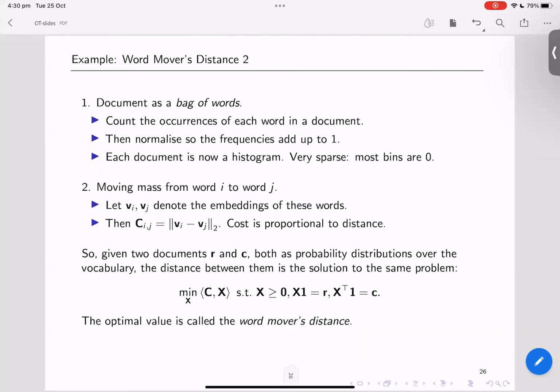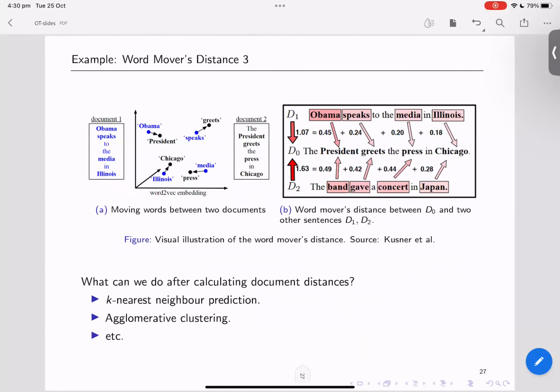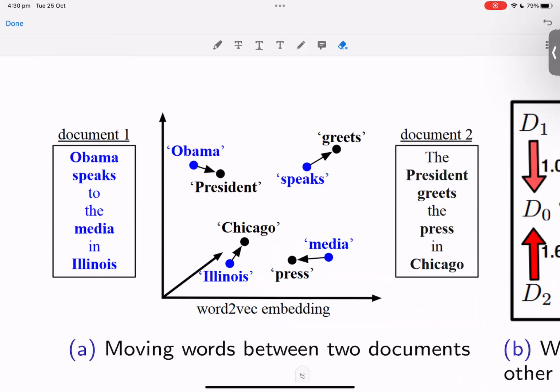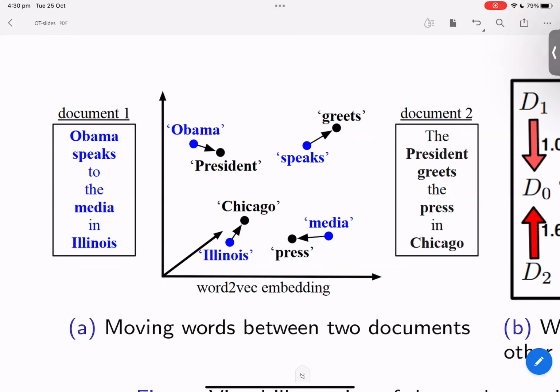All right, so we solve the same problem as before. We minimize the inner product between C and X, where C we just defined before, subject to the three constraints that we formulated before, okay? Cool. So here's an example of how it works. I'll give you a high-level idea. In the first figure, which I took from an ICML 2015 paper on the word mover's distance, we have two documents. The first document is "Obama speaks to the media in Illinois." And the second document is "The president greets the press in Chicago," right? When you do bag of words, typically you would need to remove the stop words, which are the non-bold words in here. So we only care about the bold words.